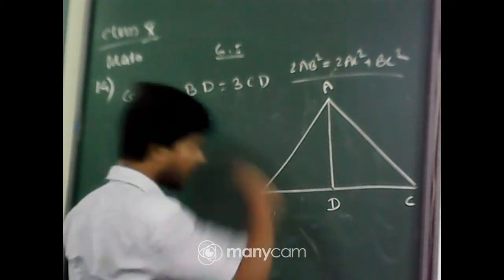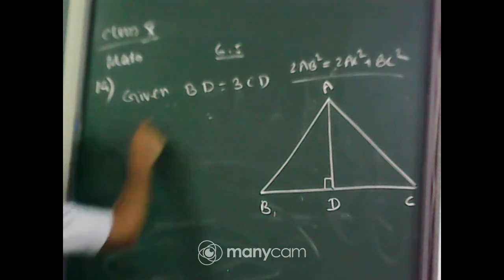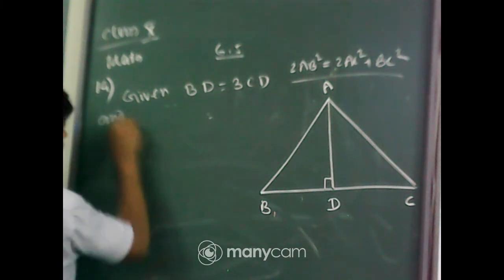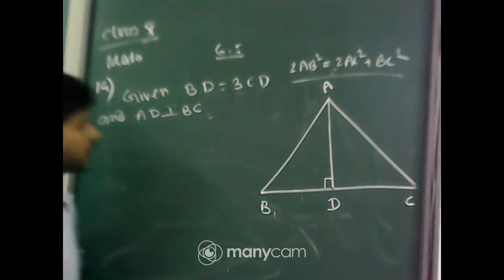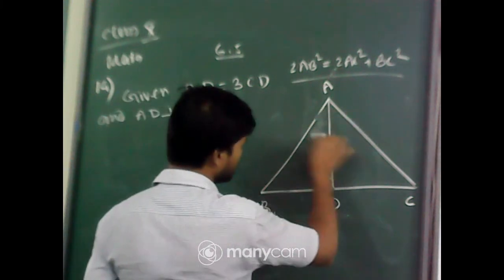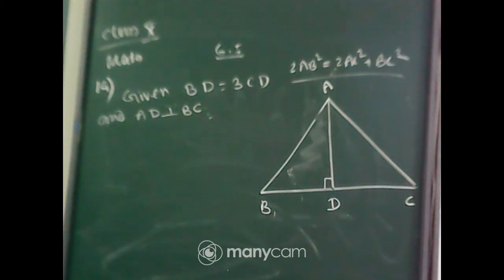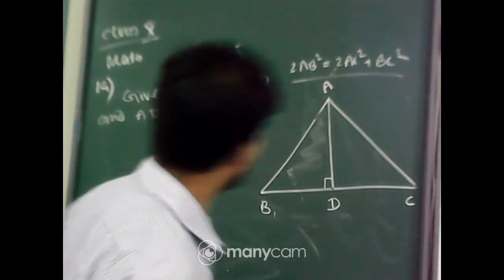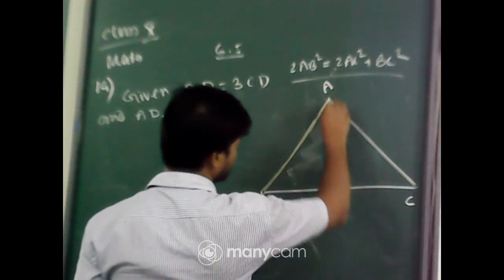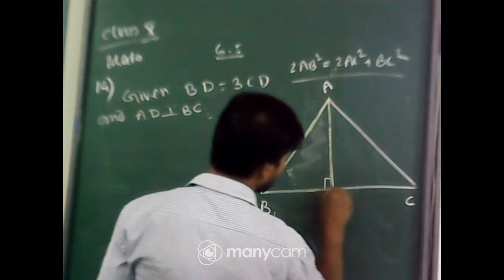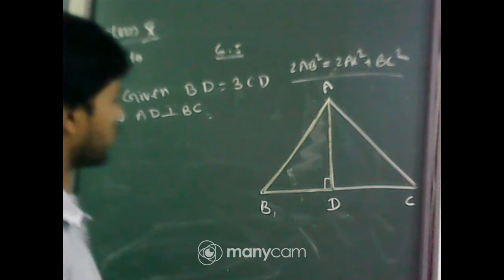Now look, it is given that AD is perpendicular to BC. That means this triangle ABD must be a right angle triangle, isn't it? This triangle must be a right angle triangle. So consider this triangle and apply the Pythagoras theorem.